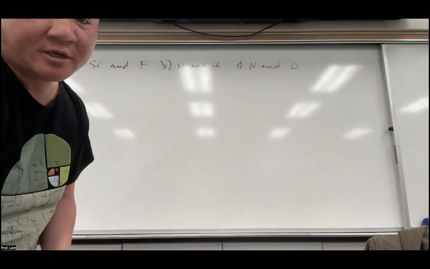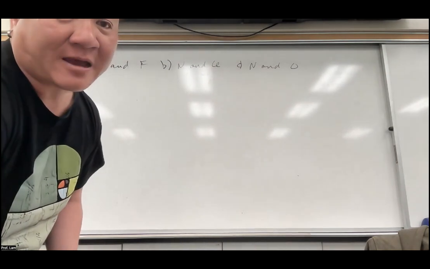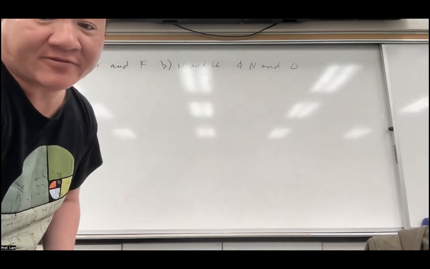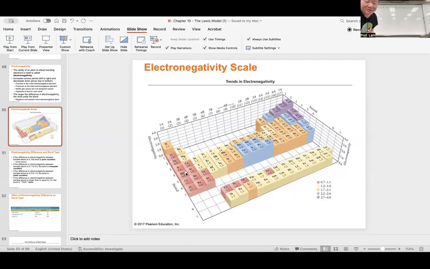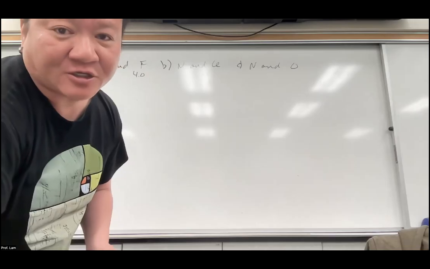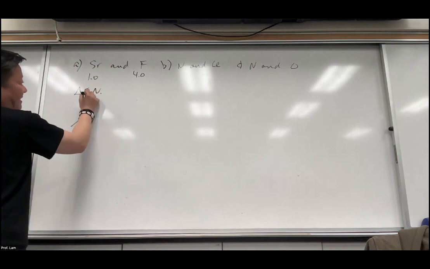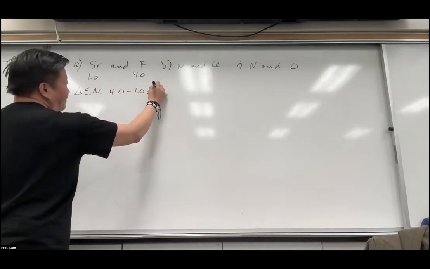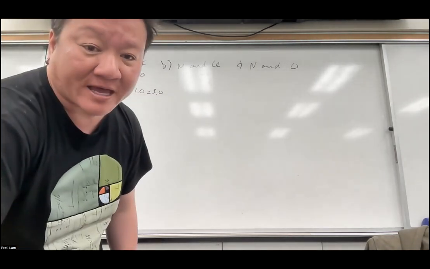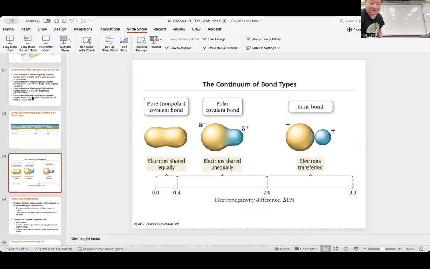You just go to that periodic table that lists the electronegativity values. We look at strontium, which is 1.0, and fluorine, which is 4.0. To take the difference, you take the bigger number and subtract the smaller number. So delta EN, the difference in electronegativity, is 4.0 minus 1.0, which is 3.0. If you remember that spectrum, 3.0 falls in the ionic regime, so we can classify the bonding type between strontium and fluorine as ionic.